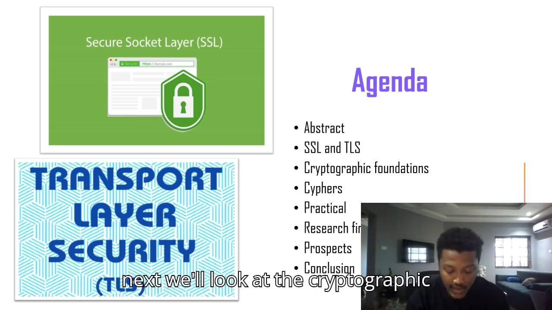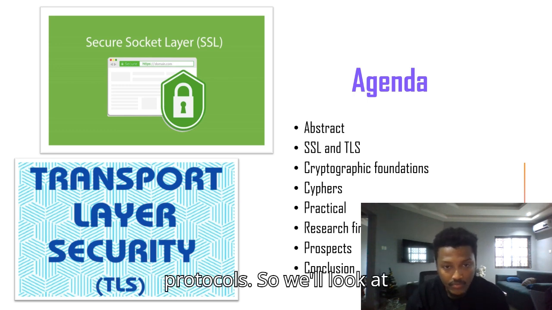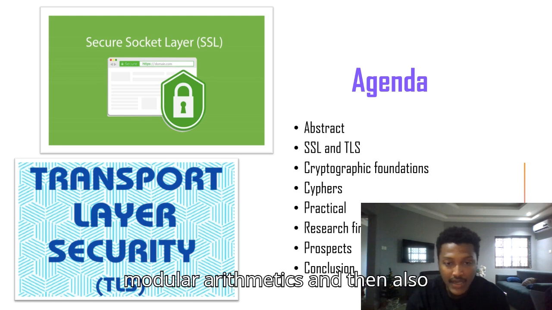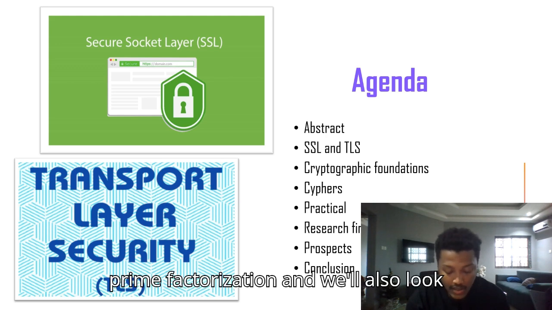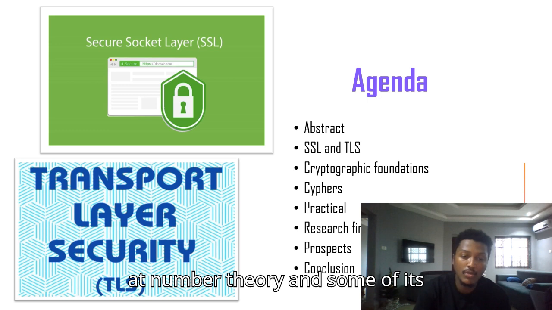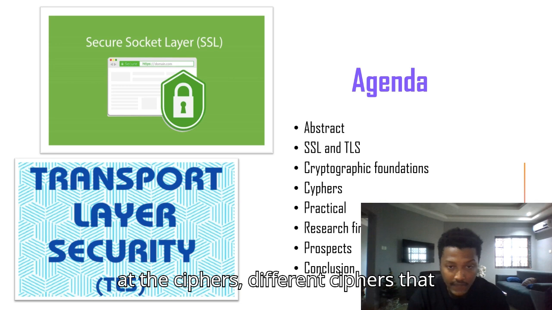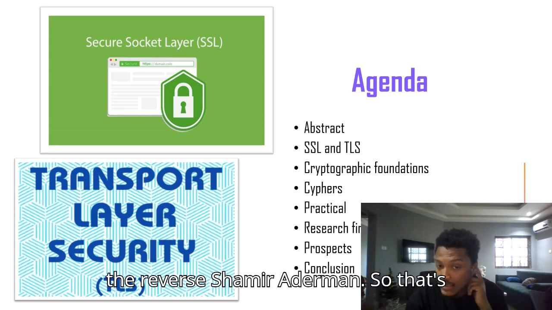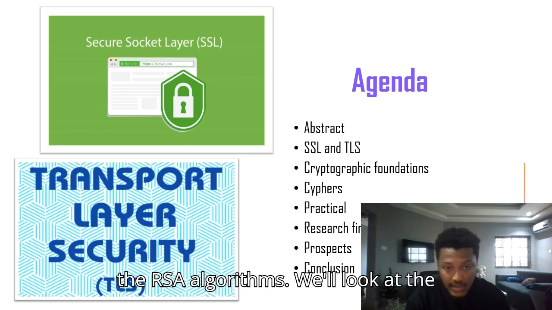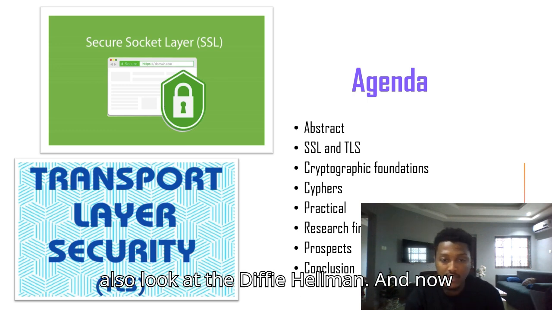Next, we'll look at the cryptographic foundations underlying these two protocols. We'll look at modular arithmetic, prime factorization, and number theory and some of its applications. Next, we'll also look at different ciphers: the RSA algorithm, named after Rivest, Shamir, and Adleman. We'll look at elliptic curve cryptography, and we'll also look at Diffie-Hellman.